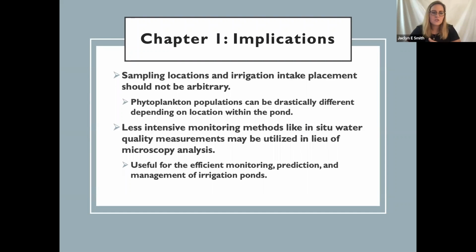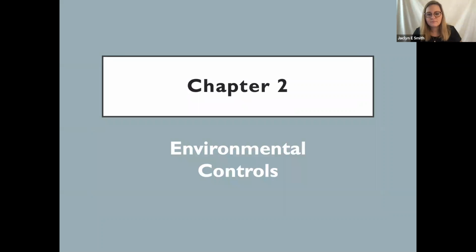So what are the major implications for this? Sampling locations and your irrigation intake placement shouldn't be just an arbitrary decision. So these phytoplankton populations can be drastically different depending on the location within the pond. And this also means that less intensive monitoring methods like in situ sensing might be able to be used rather than this more demanding microscopy work. And this can be efficient for monitoring, prediction, as well as the management of these ponds.